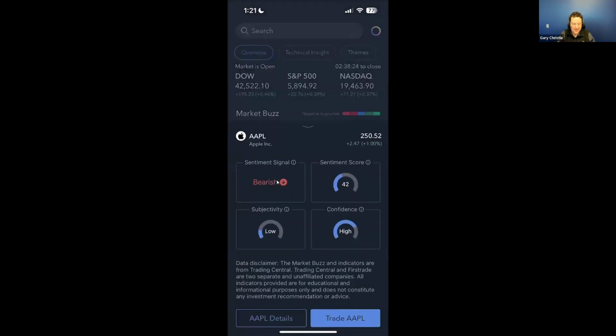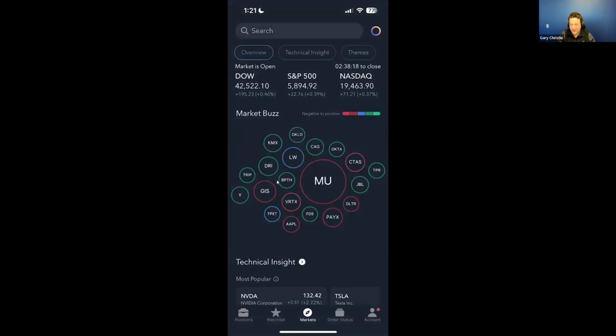Even Apple is there. We can see it's slightly bearish right now with a very low sentiment score, right? This is all based on the articles, and we look at all articles in terms of the tone and keywords in them.